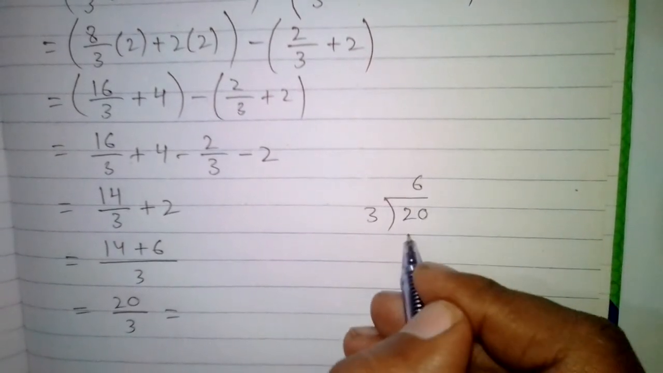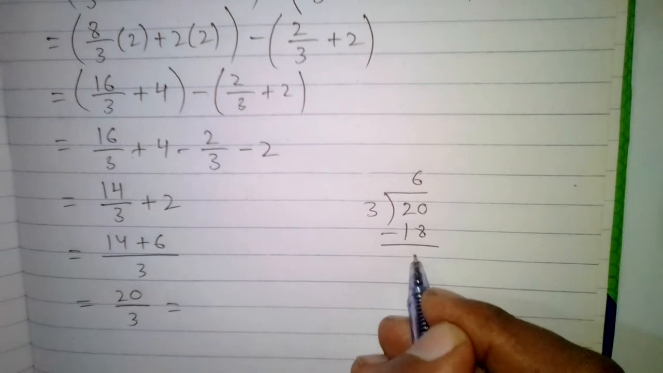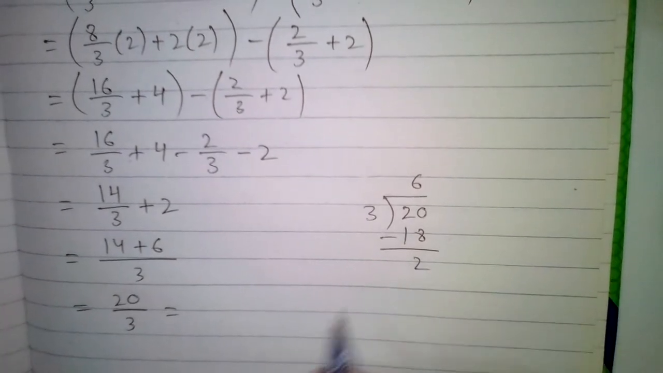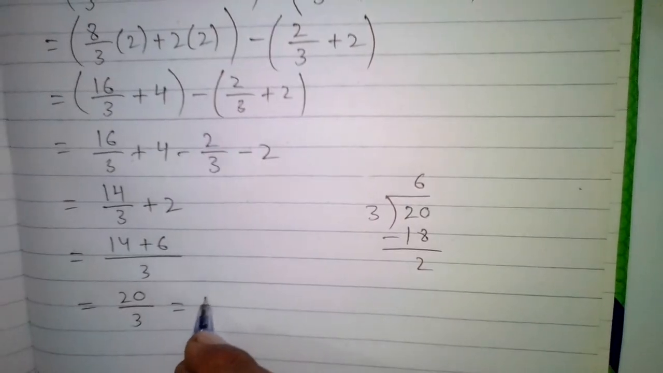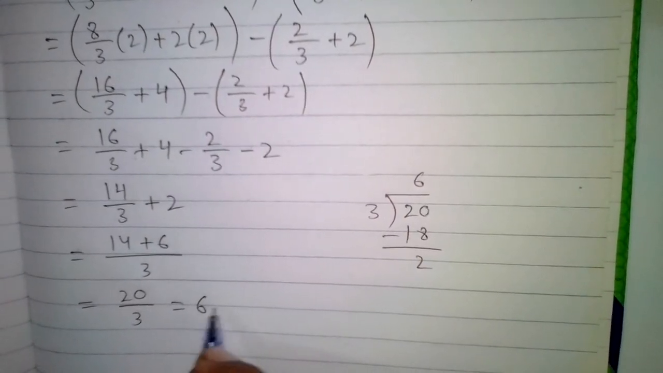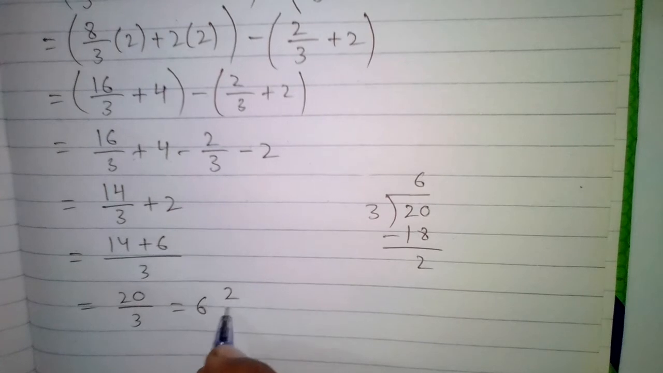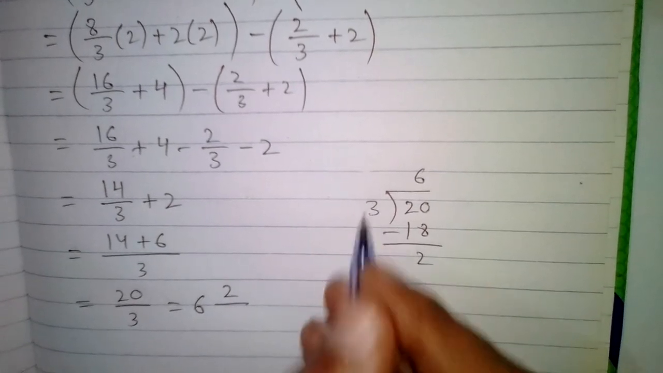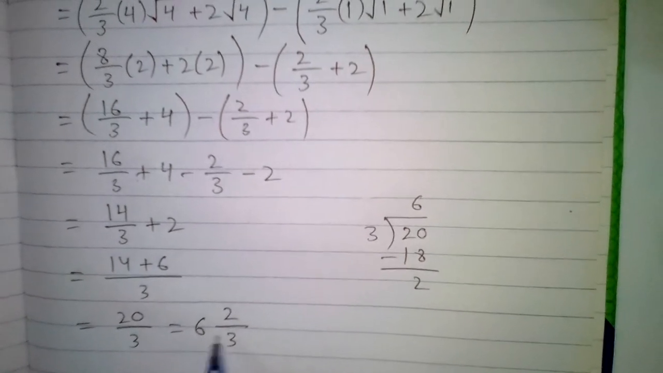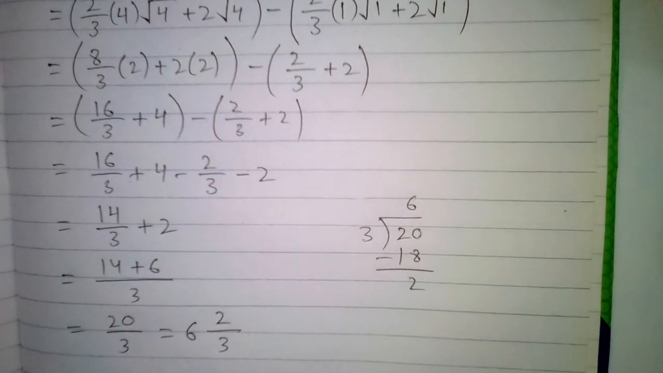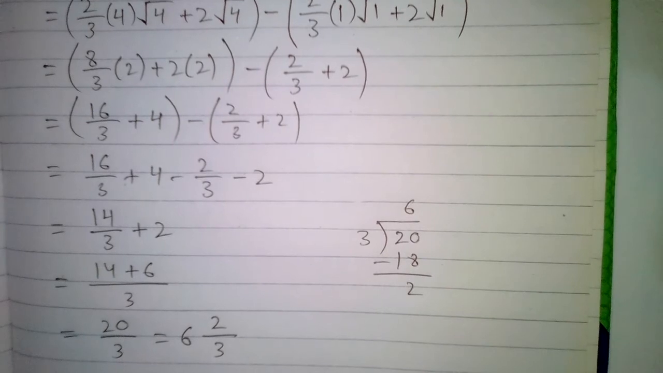so we have 3 times 6 is 18, and 2 is the remainder. So first we will write the quotient, which is 6, and then the remainder at the top and the divisor in the bottom. So 20 upon 3 is equal to 6 whole 2 upon 3. So this is the answer of the definite integral.